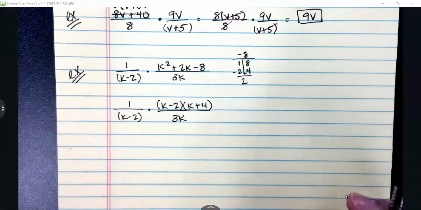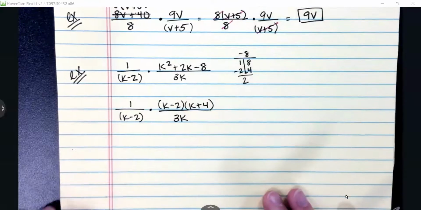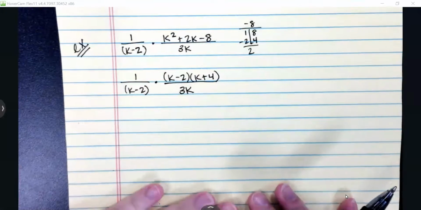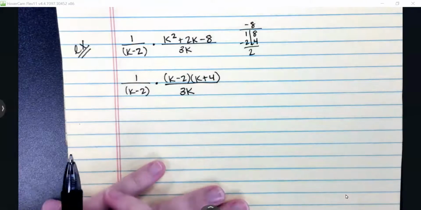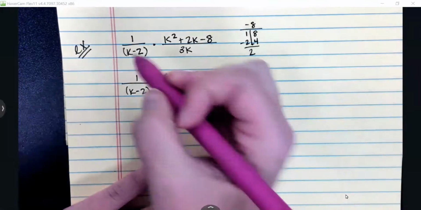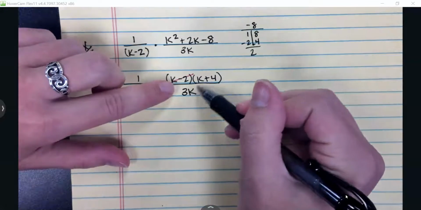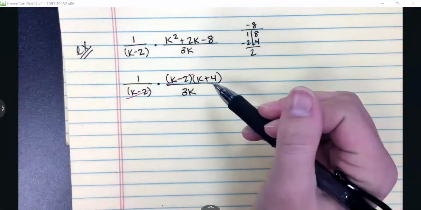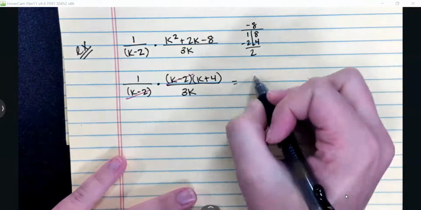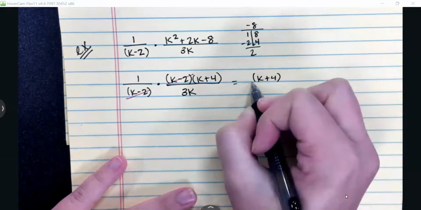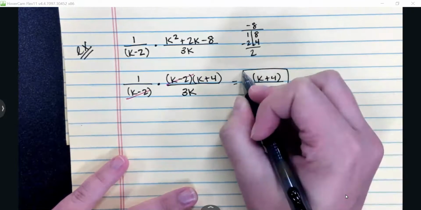When I make an eye chart, I'm going to use a -2 and a +4. So I rewrite my problem nice and neat. And I look for things to simplify, up and down or diagonal. What can I simplify? Say k-2s can simplify. Can these k's right here simplify? No, one of them's attached with a plus sign. So I have 1 times k plus 4, which would just be k plus 4, over 1 times 3k, which would just be 3k.